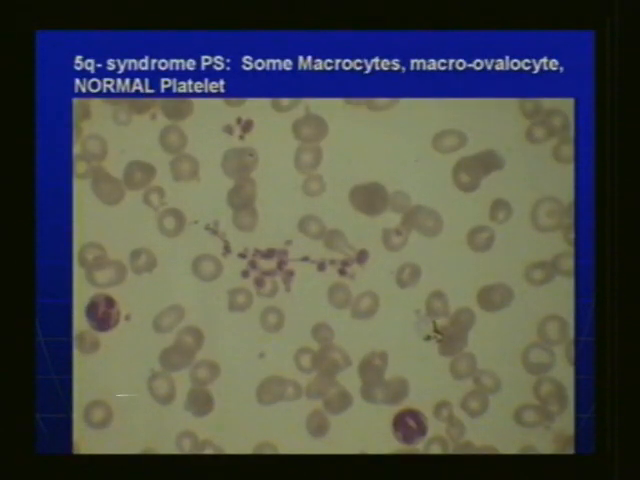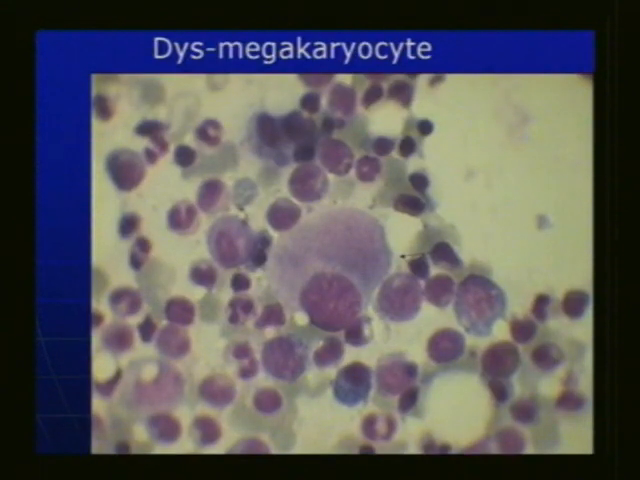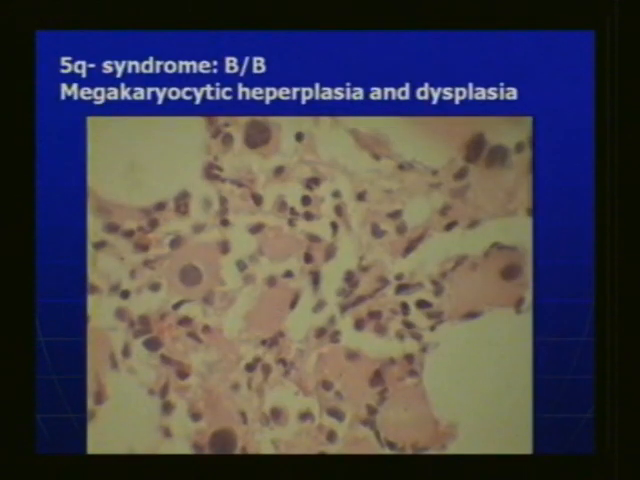In this 5q minus syndrome patient, the peripheral smear shows a normal platelet count, some macrocytes and macro-ovalocytes, and in the bone marrow you see the monolobated megakaryocyte. This is a sign of dysmegakaryopoiesis. In the bone biopsy, you can demonstrate so many megakaryocytes, and most of them are dysplastic and monolobated.